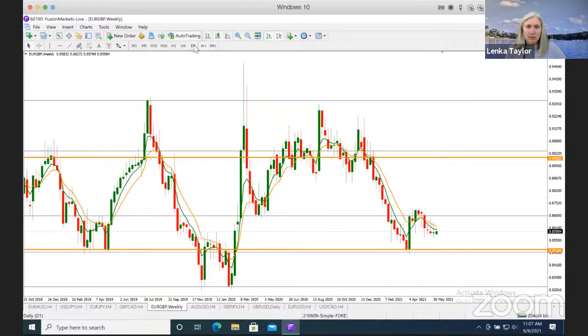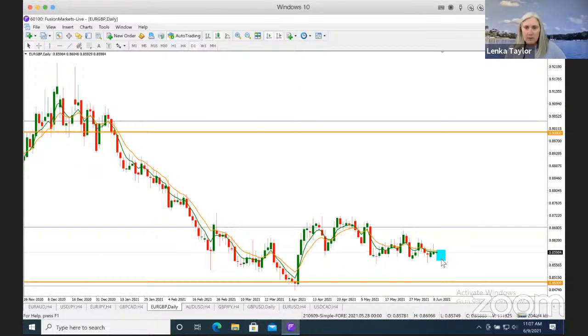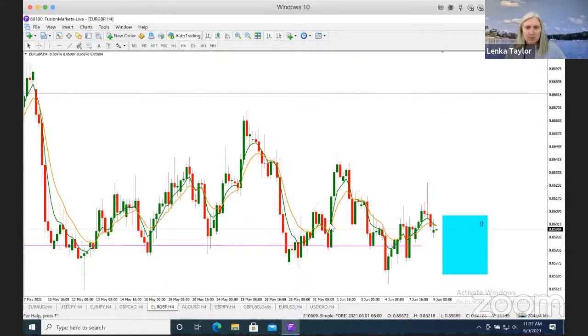So on the daily, we're just going sideways at the moment. So I need a pullback down to the bottoms here. But anywhere where there is a good price reversal around this area, I would be looking for a long, back up to this first horizontal level and then further if it keeps going.